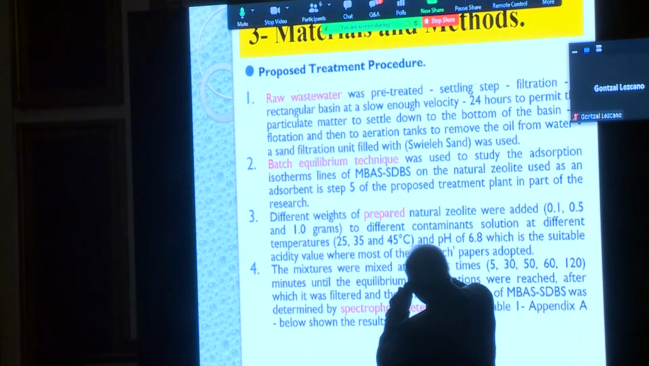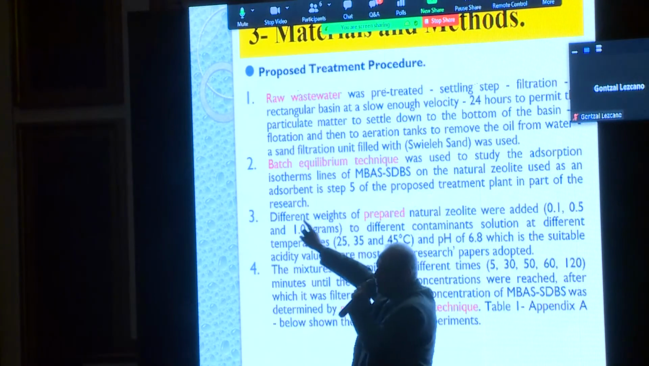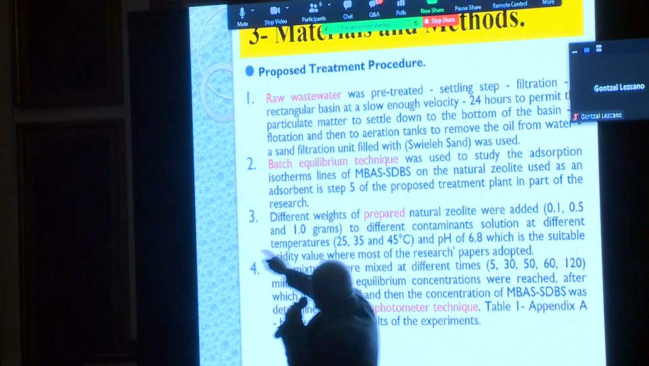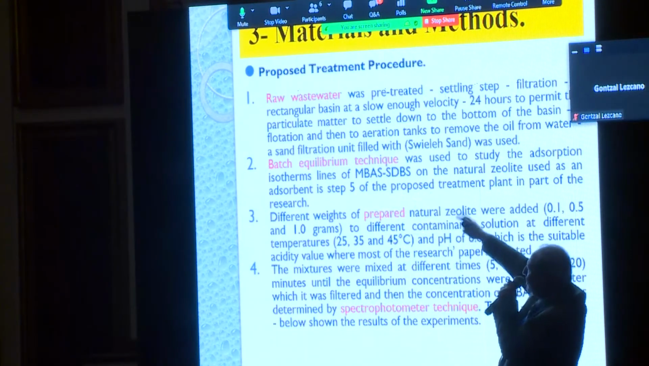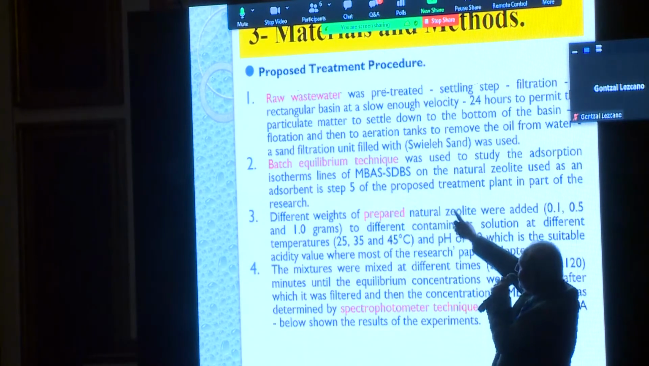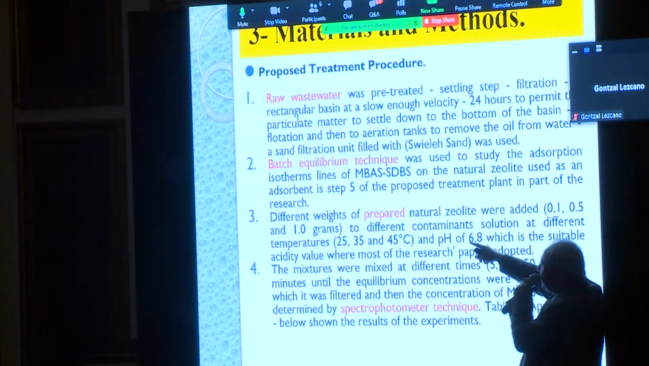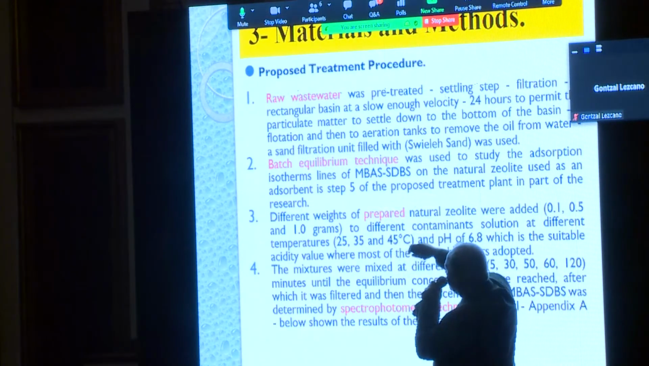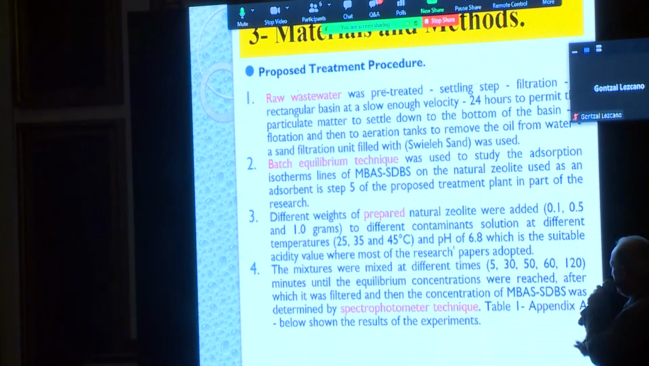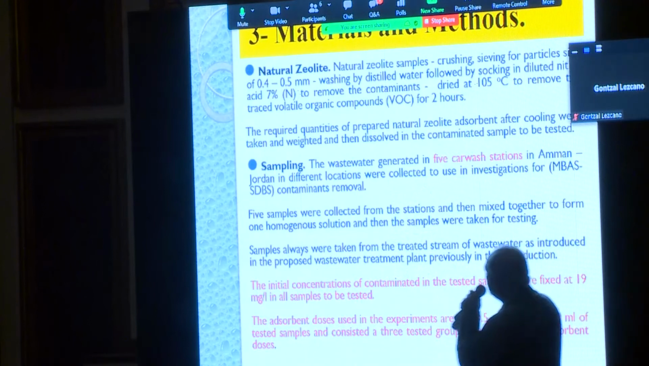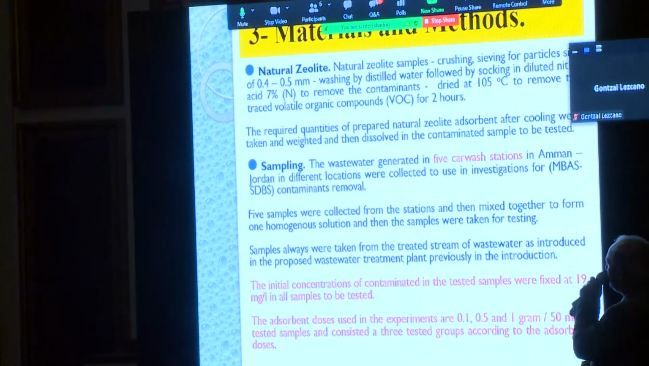The proposed treatment: I said before that we stop here and think about studying the batch equilibrium technique. We did the batch equilibrium techniques for the system of natural zeolite and the base contaminants, or surfactants, didecyl benzyl sulfonate contaminants, with the natural zeolite at step 5, as I said before in the proposed treatment plan, and different systems of treatment were prepared. And again, this is the natural zeolite, prepared well in those steps or procedure.